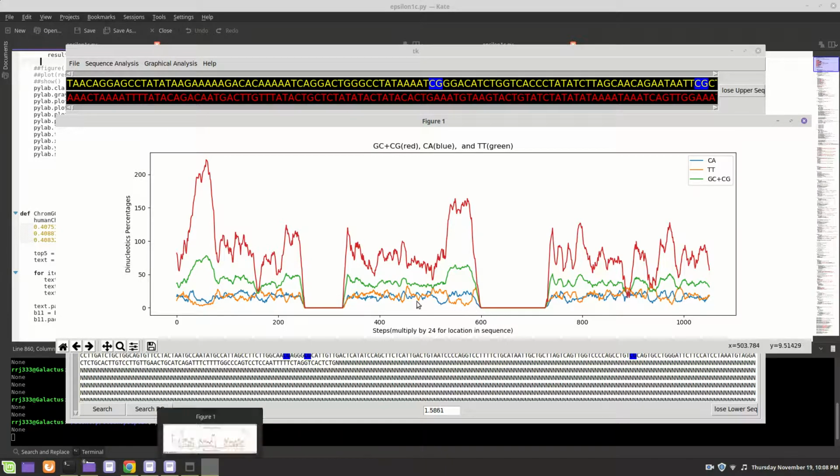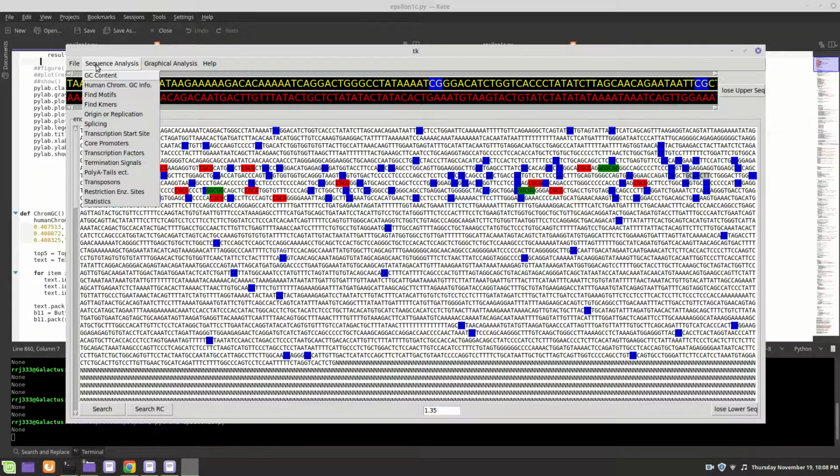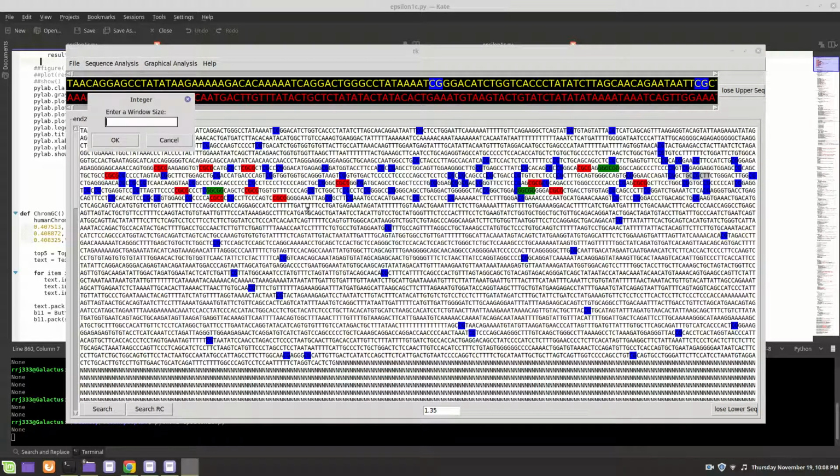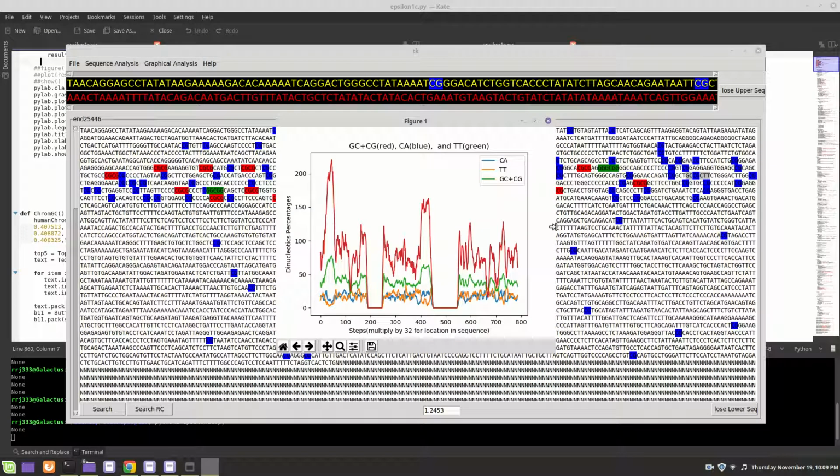I may have put the wrong numbers in. Let me try something a little different. Maybe I'm going to still put in 240, but I'm going to put in 32 on this one, and then we'll stretch it out.